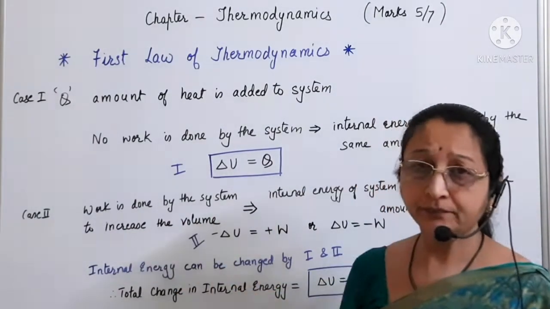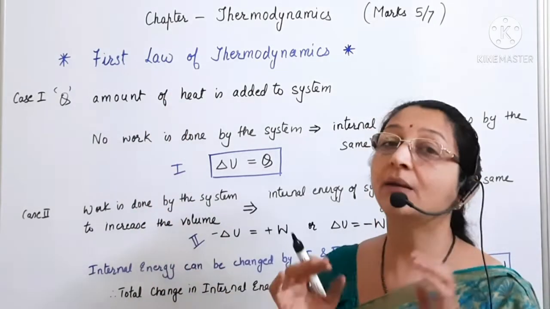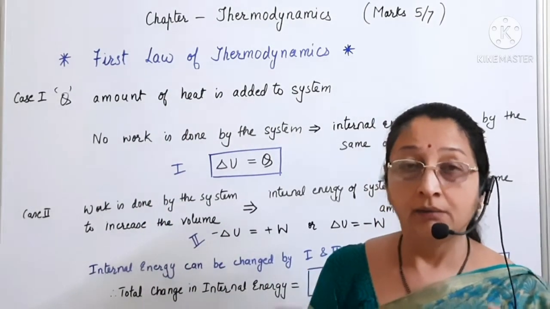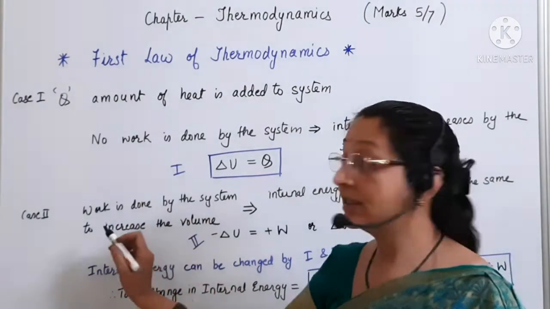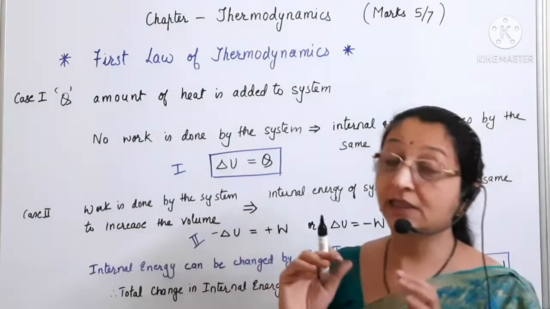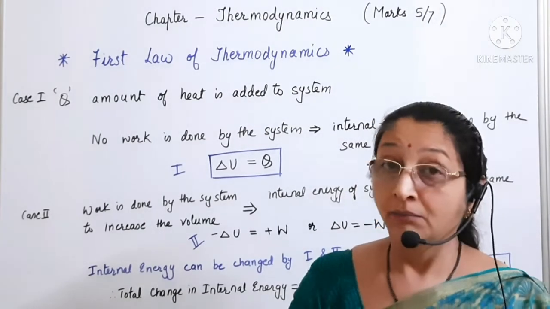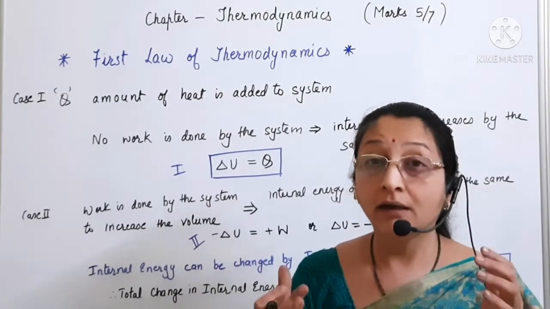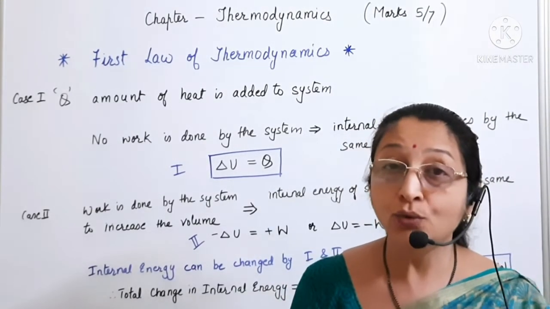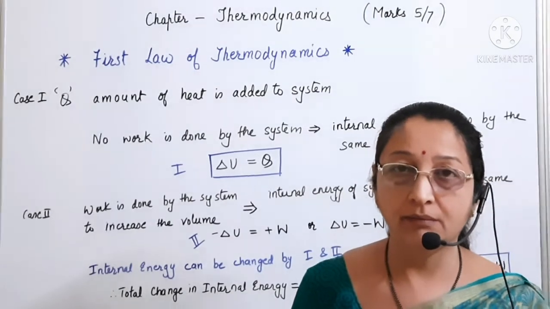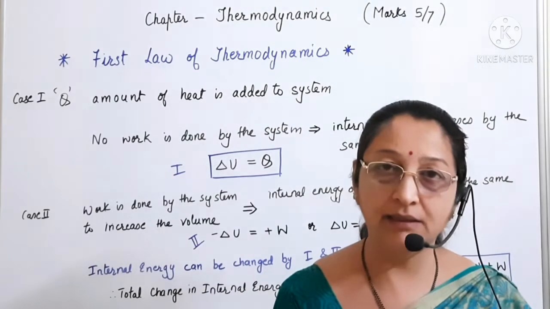Now case 2. Now, no heat is supplied to the system. Case 1 मध्ये आपण heat supply केली. But case 2 मध्ये no heat is supplied to the system. But the system, work is done by the system. System नी स्वतः कार्य केलं. System has done work. And for doing work, it requires energy. So from where has it got the energy? It has used the internal energy of the system. System ची internal energy वापरली आणि the work is done by the system.